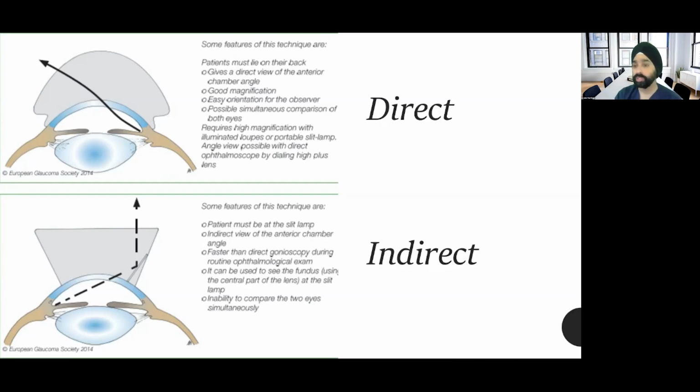The indirect view, which is what we use normally in the office with our lenses, gives us a view that's kind of an indirect view, meaning it's a mirror that bounces the light. So it gives us an inverse view of the angle. So when we're looking at the top of the lens, we're looking at the inferior angle. And so it's important to recognize that. But it does make it easier for the patients and for the provider as well, which we're going to go through some pictures here.